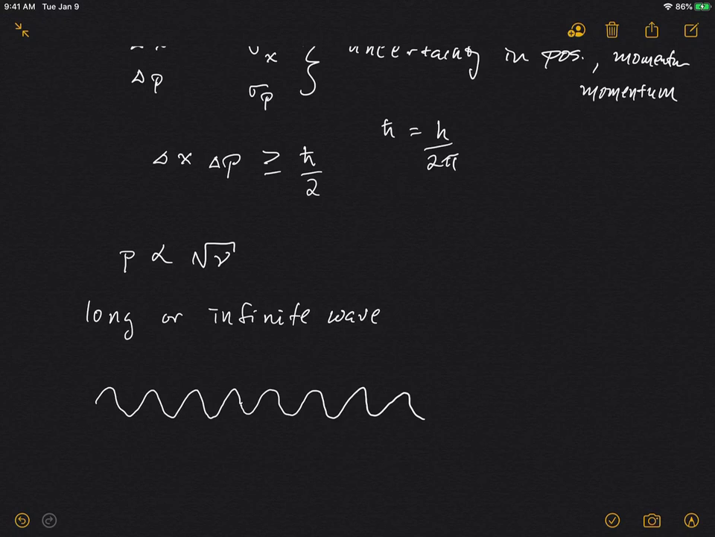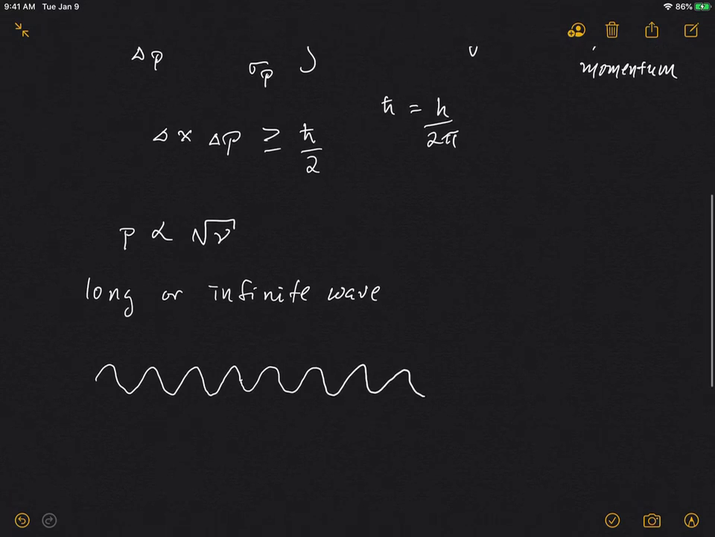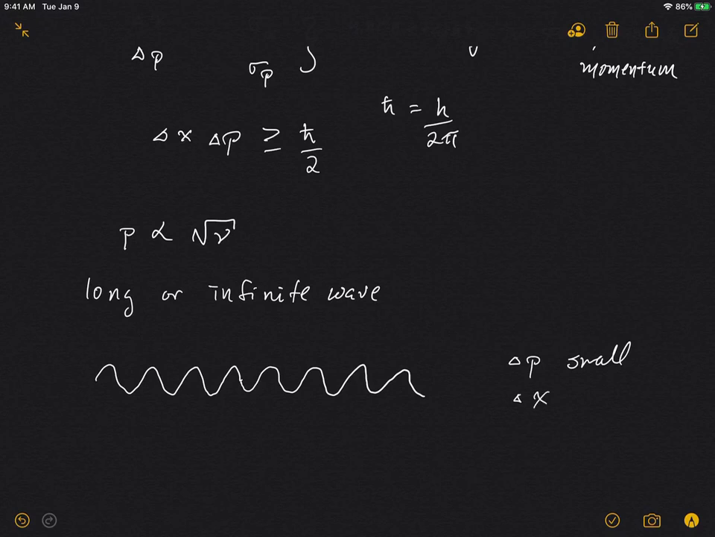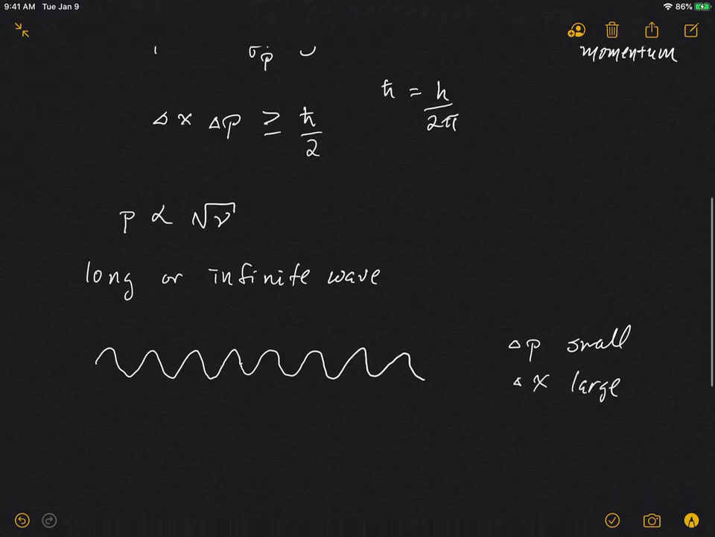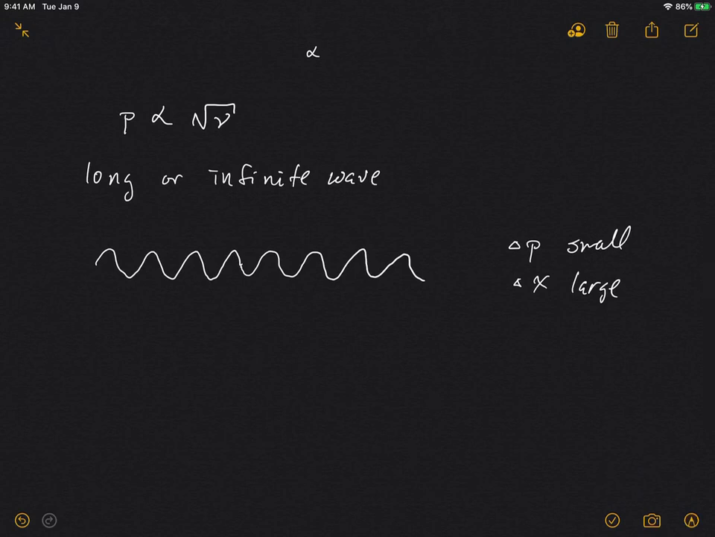However, if we look at this wave in space, it's spread out. It's all over the place. Okay, so for this case, delta P is small. Delta X is large. Whereas if we look at sort of the opposite case, let's look at a short pulse. And let's say this is along the x-axis.